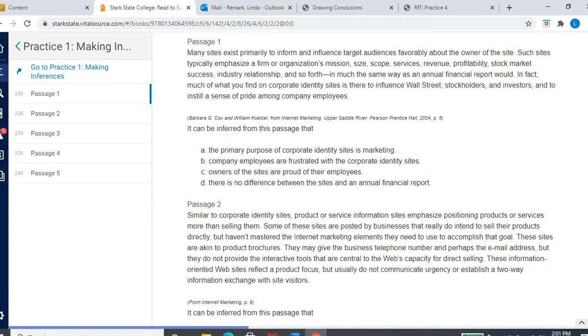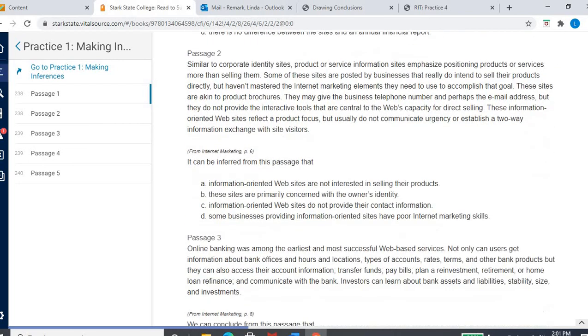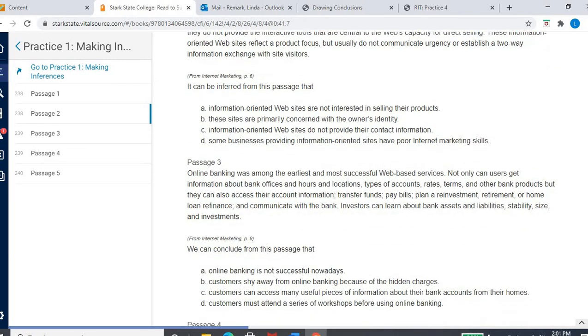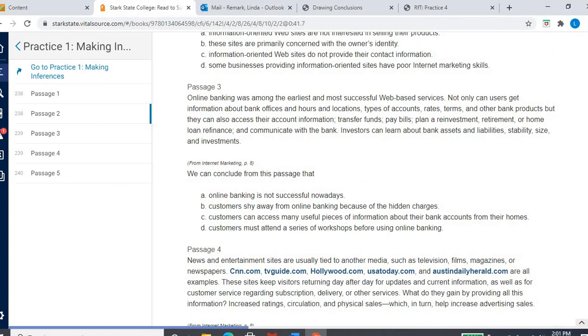I'm trying to see which one I normally don't mind doing. Let's look at passage 3. It's fairly quick in terms of me being able to read to you on the video. Online banking was among the earliest and most successful web-based services.